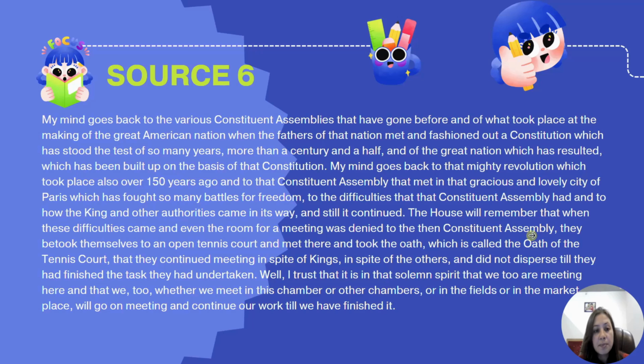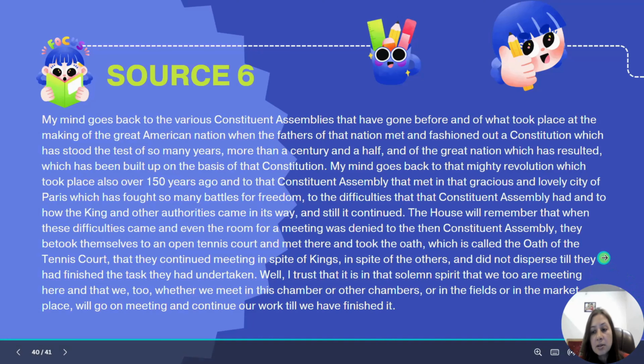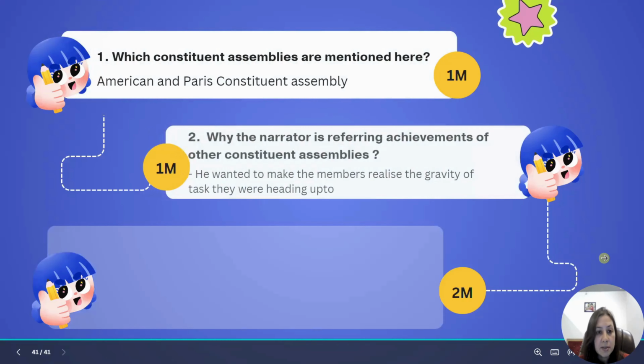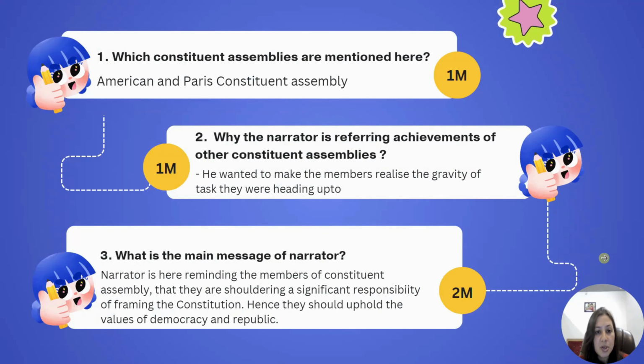So here in this particular paragraph, you'll find the narrator is talking about the great French Revolution, which was in the year 1789, and about the American Bill of Rights, which was there in America after its independence. So both the countries, America as well as France, should be, and they are, a great source of inspiration for India's constitution. Coming on to the questions. So which constituent assemblies are mentioned here? That is of America and Paris, or you can say France.